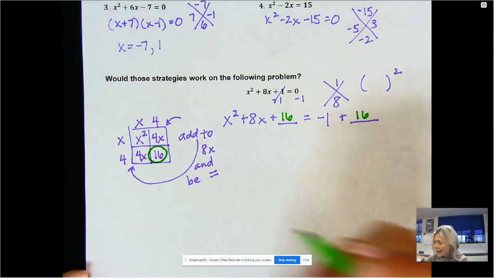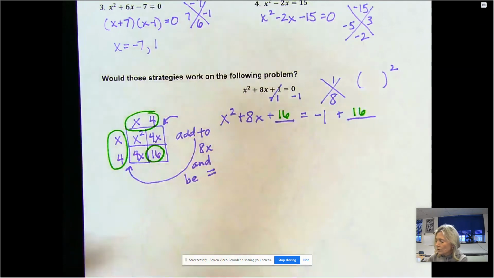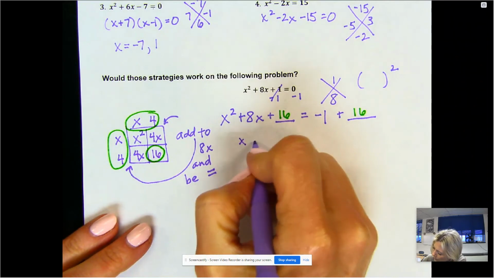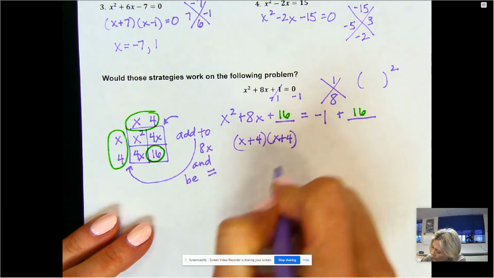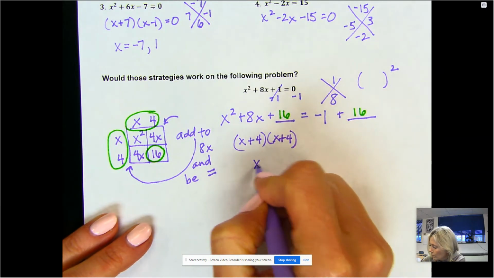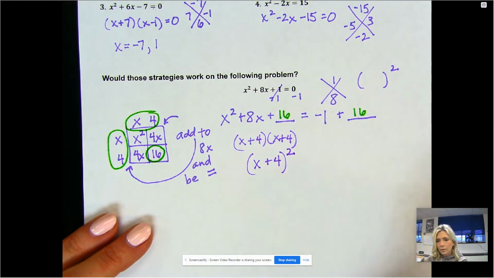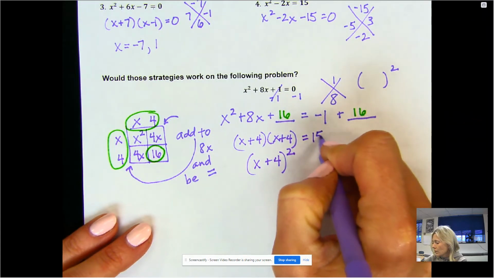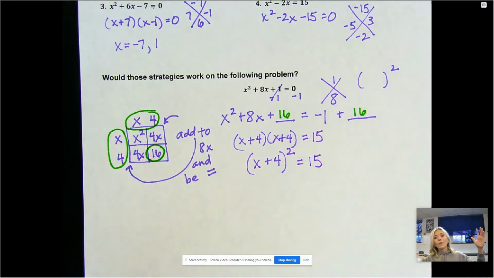Okay, because now we can factor the left side of the equation as x plus 4 times x plus 4, which is, bada boom, bada bing, x plus 4 squared. And then on the right side, negative 1 plus 16 is 15. So now this is what we're solving. And we have a tool for this. Our tool is to now use square roots.